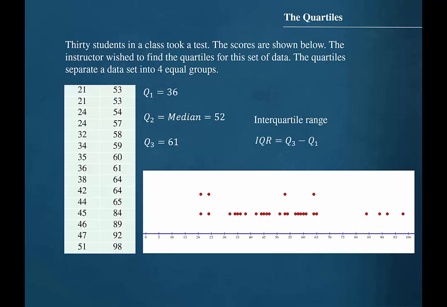The formula for the interquartile range is simply to subtract the first quartile from the third quartile. So we will subtract 36 from 61 and find that the interquartile range is 25. This means that the middle 50% of the data has a span of 25 units.